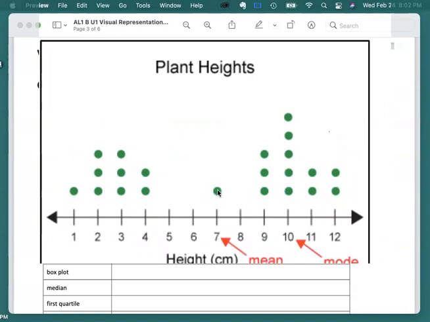The mean is not the number in the middle, it's the average. So if you were to add up all these, like 1 plus 2 plus 2 plus 2 plus 3 plus 3, so if you add up all the numbers and then divide by the total number, you get the mean, the average.